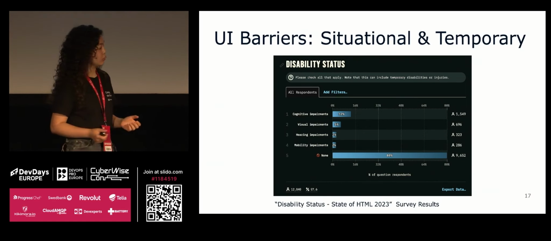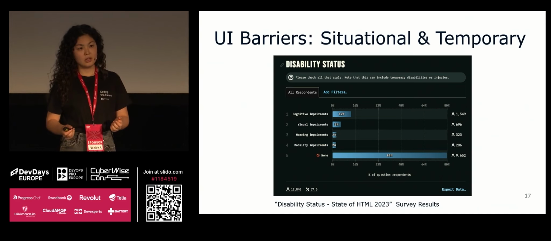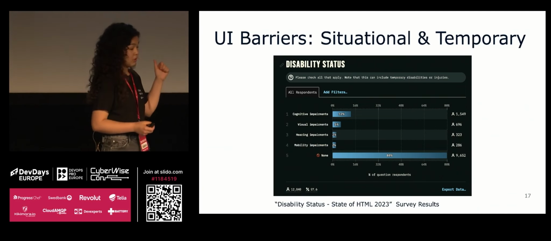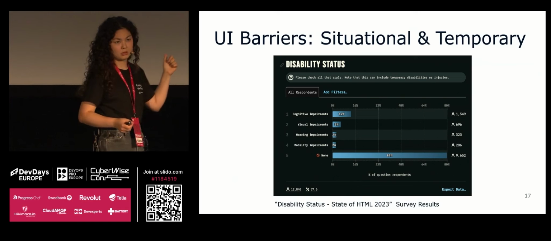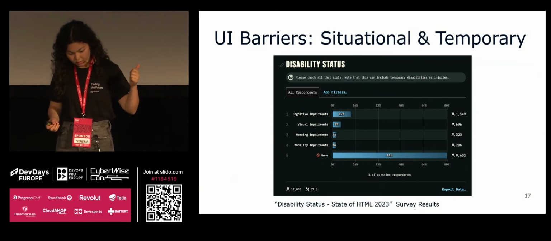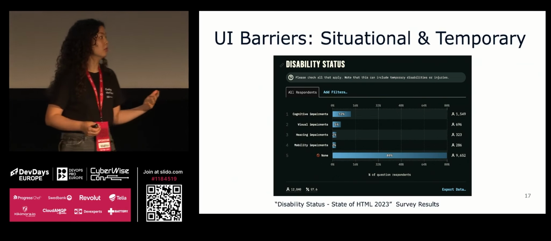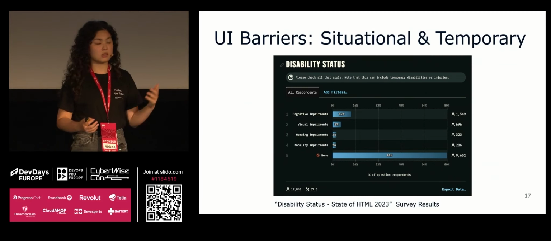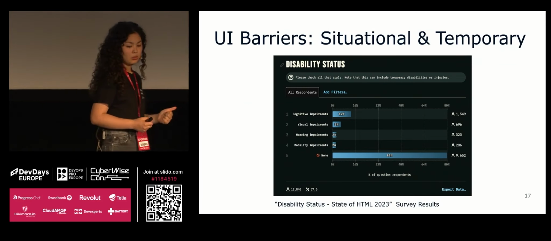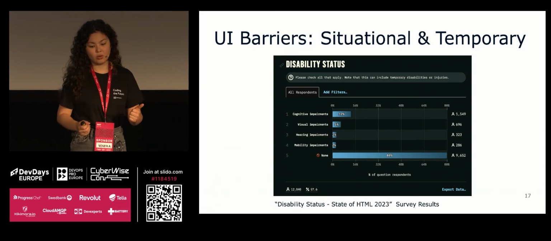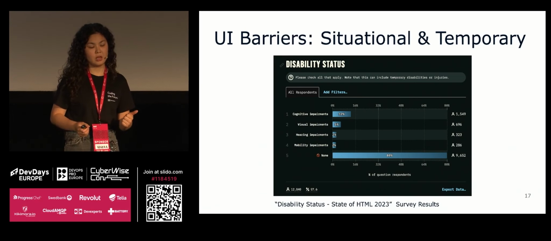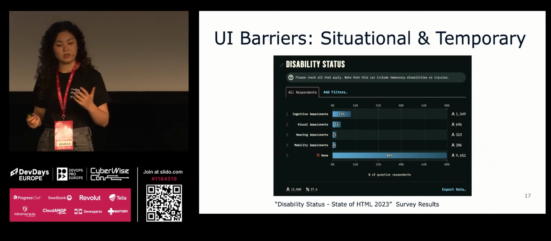According to the results of this State of HTML 2023 survey, it's very fresh, I think it's from last week. And even though the sample is not too big, it's around 12,000 people, we can see that roughly 1 in 5 developers have some sort of impairment.